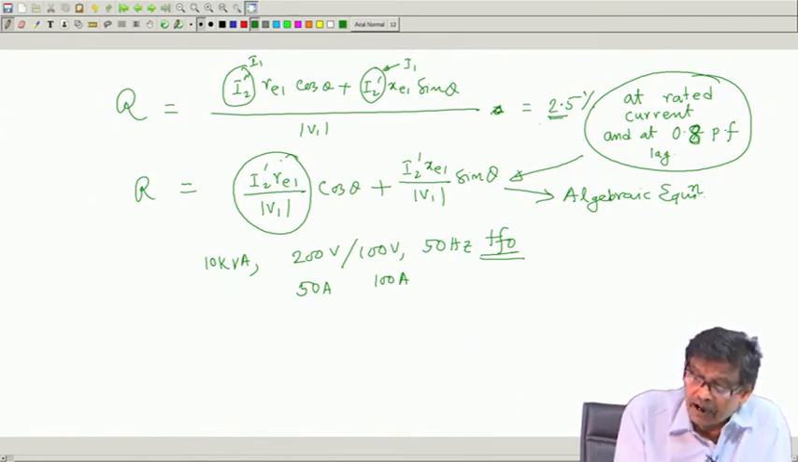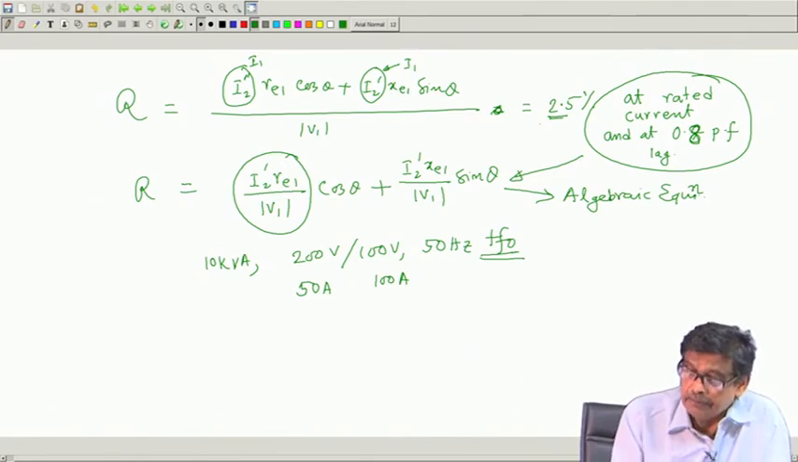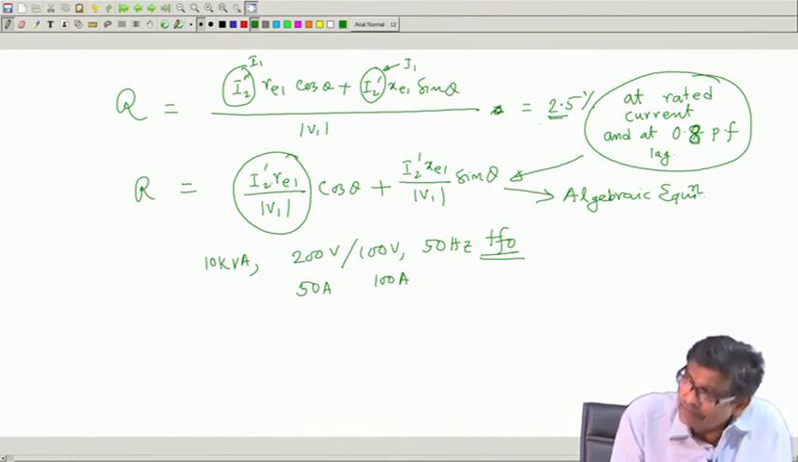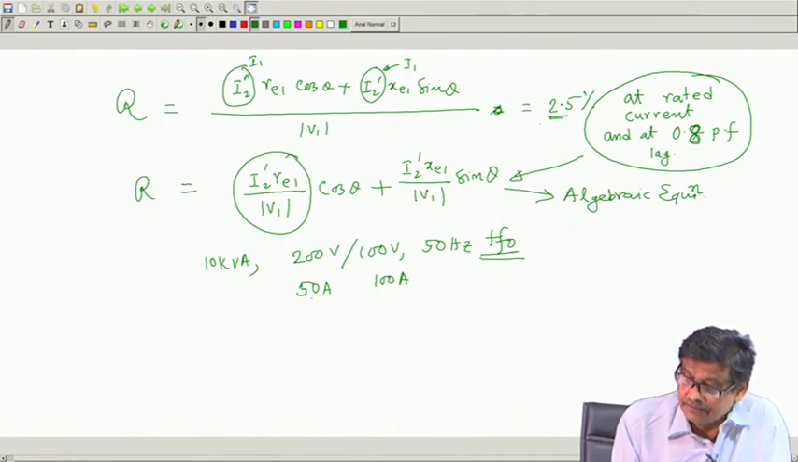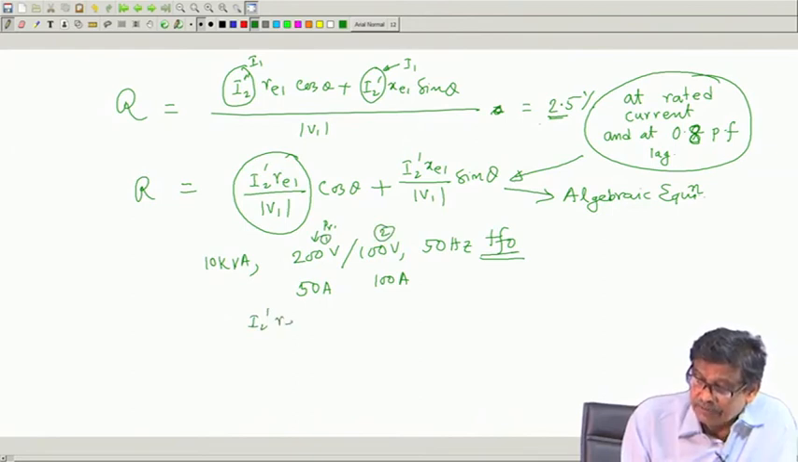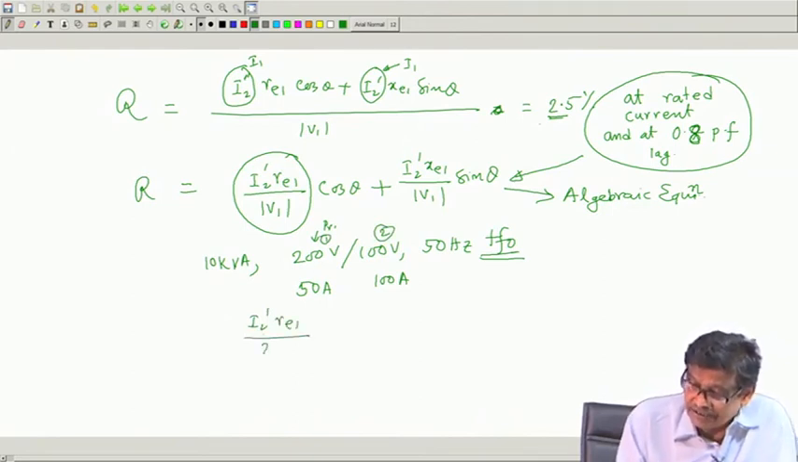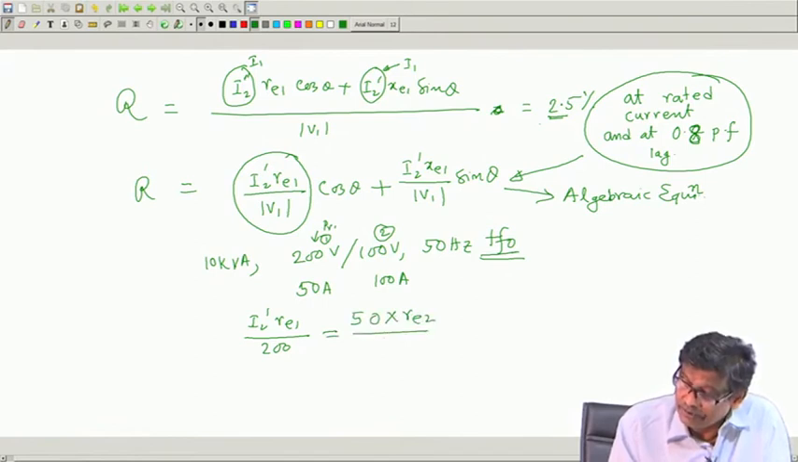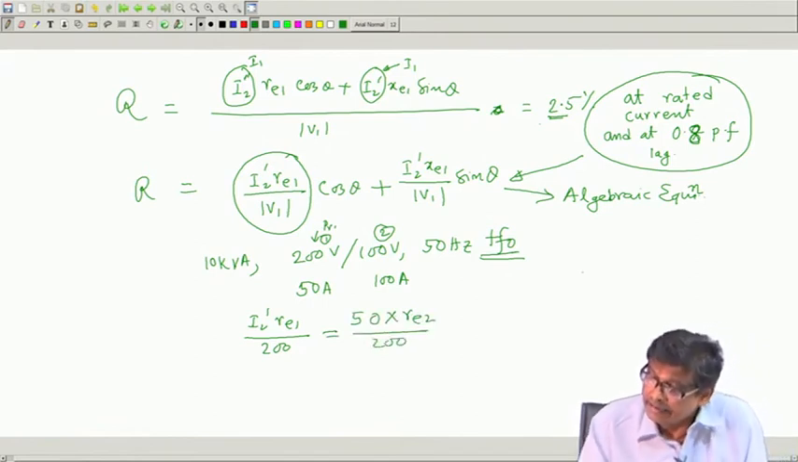What will this number I2' Re1 mean? This I2' Re1 is 50 into Re1. It will mean that, suppose this is my primary side 1 and this is side 2. So, I2' into Re1 by V1, which is this 200, will be equal to 50 into Re2 by 200. That is the equivalent circuit.